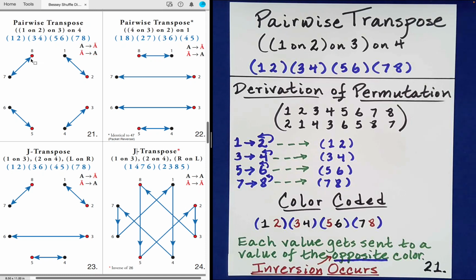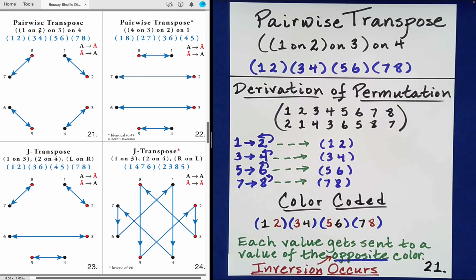And so what we get is we just get double arrows between pairs of values. So between 1 and 2, there's a double arrow. Between 3 and 4, there's a double arrow. Between 5 and 6, a double arrow, and between 7 and 8, a double arrow. So cards will just switch back and forth within each of these pairs each time this shuffle is performed. Consequently, this shuffle has order 2. If you perform it twice, it resets the packet to its original order.